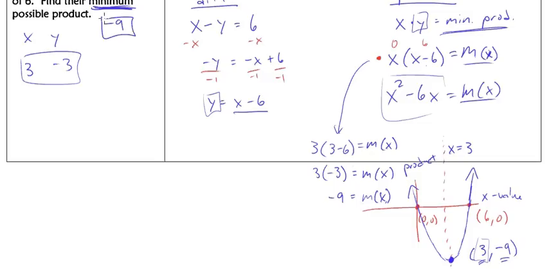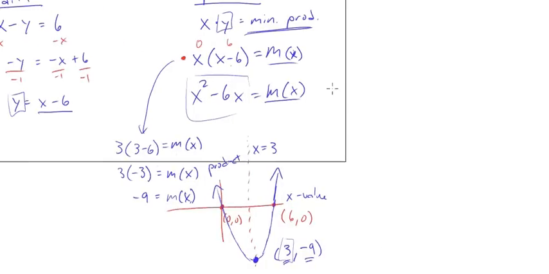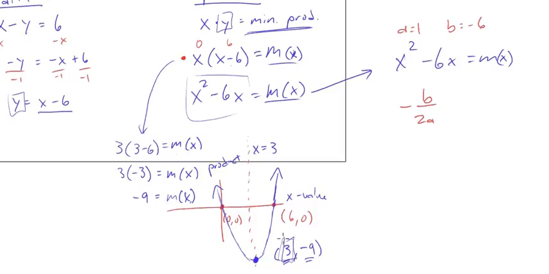Let's say we wanted to do the same thing though with that not in factored form. Let's leave it in standard form. So x squared minus 6x equals m of x. And if it's in standard form, we've learned that the axis of symmetry, or the x value of the vertex, is at negative b over 2 times a. And our a value is 1, and our b value is negative 6. And if we plug these in, we'd find out that, again, we get that x value of 3.